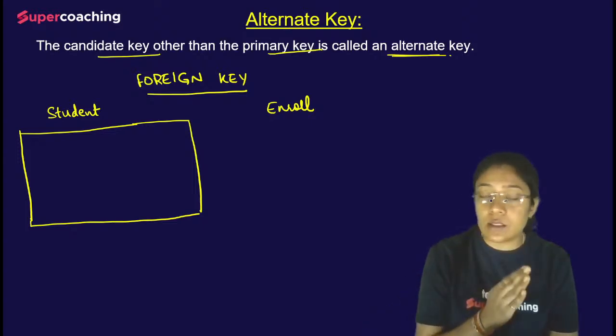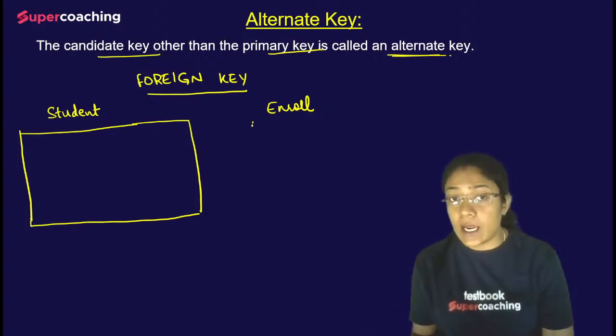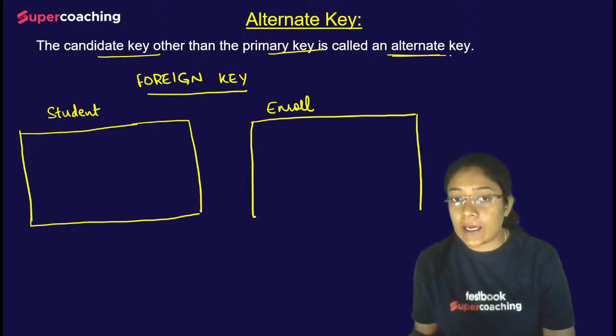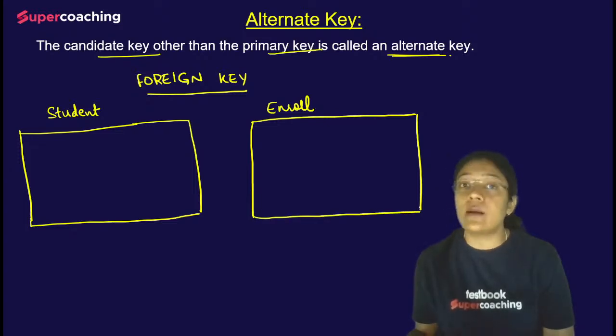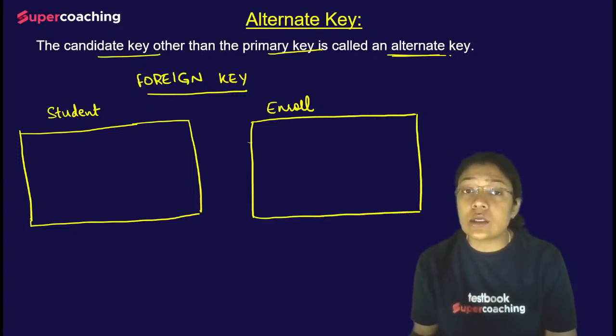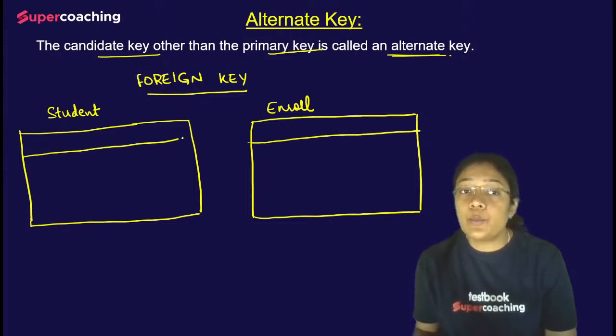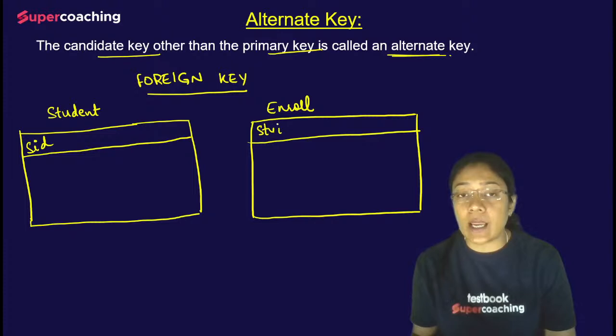One is the student table, another one is the enroll table. Now what entries will come in the enroll table? Only the students who have come to the platform will be enrolled, right? That means only the student IDs which are present in the student table. I'm taking here the SID, and here we have the student ID, and here we have the course and fee.